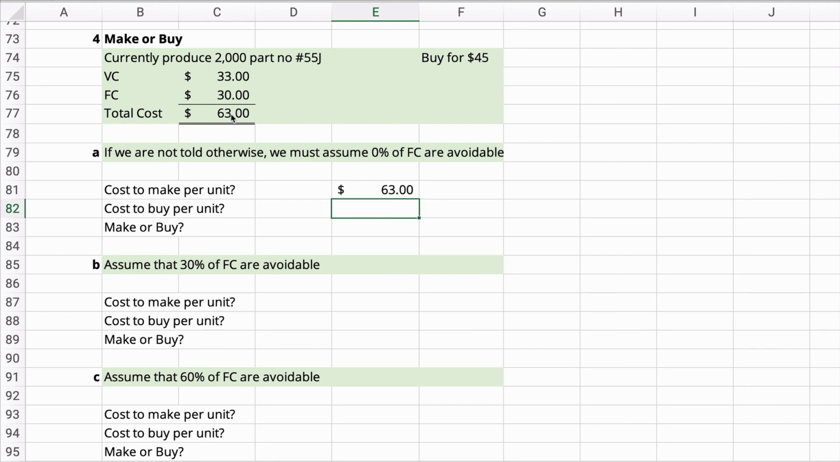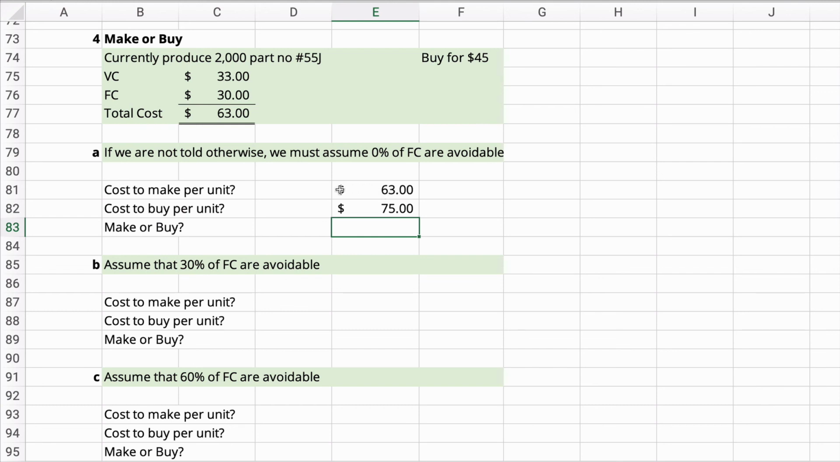What is the cost to buy? The cost to buy, let's say if we purchase the part from somebody else, then we close down our production, but we cannot assume we get rid of our fixed costs. So here's how much it costs to buy. It cost us $45 plus it cost us $30 of fixed cost. We cannot assume fixed cost just goes away because we want it to go away. We have to be told that it's going to go away somehow.